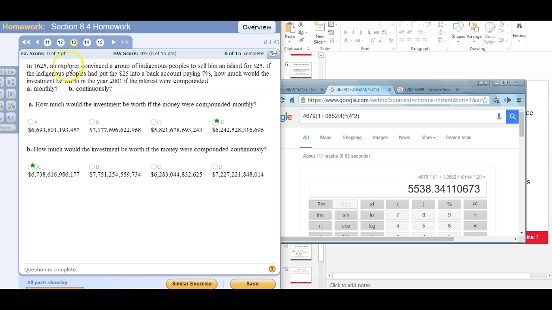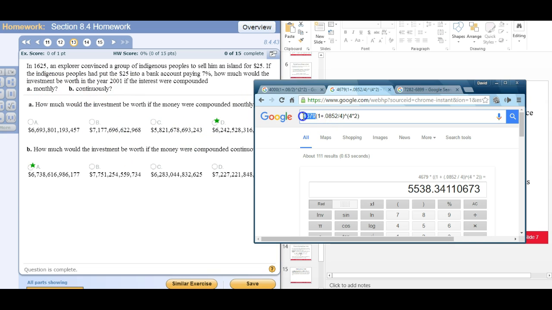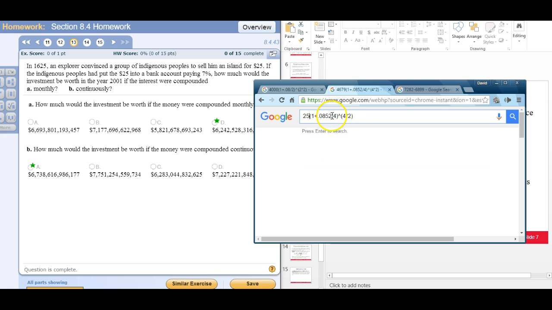in 1625, an explorer convinced a group of indigenous peoples to sell them an island for $25. If those indigenous peoples had put the $25 into a bank, paying 7%, how much would the investment be worth in 2001? The interest is compounded these two ways. So let's plug in the $25. 1 plus the rate is 7%, so 0.07.